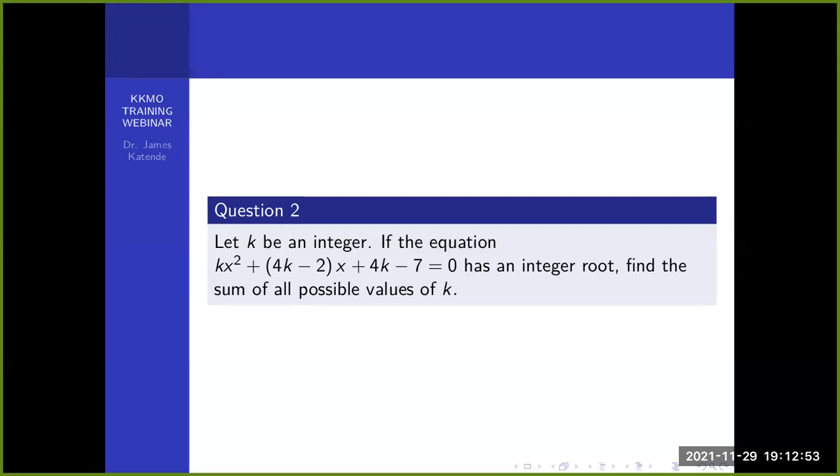Okay, hopefully you have had enough time to get the question. Anyone wants to attempt it, or we move to the solution? Okay, so we'll move to the solution.